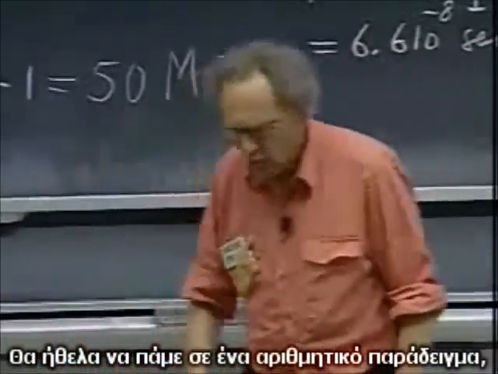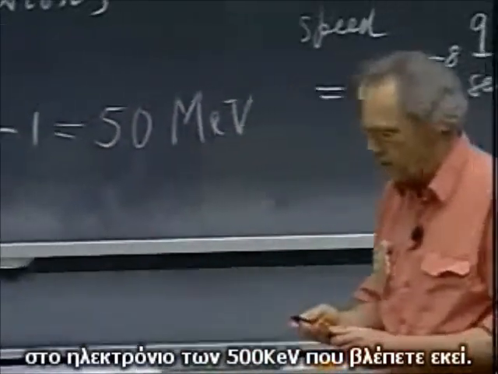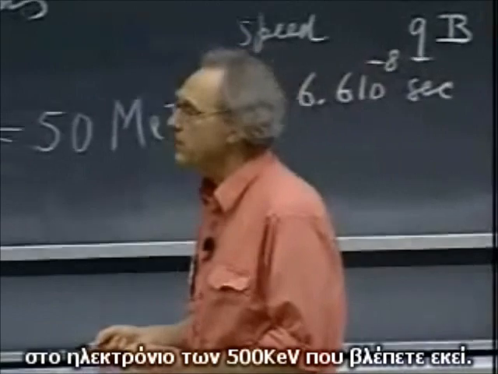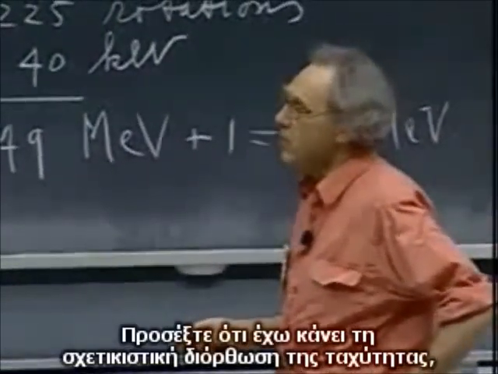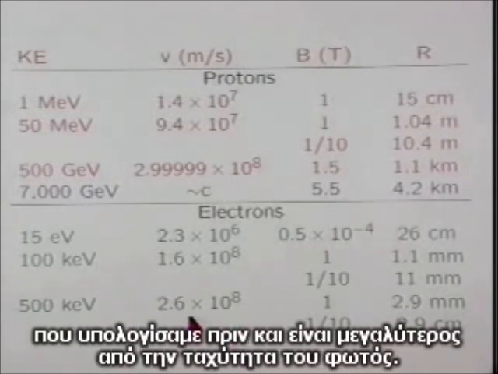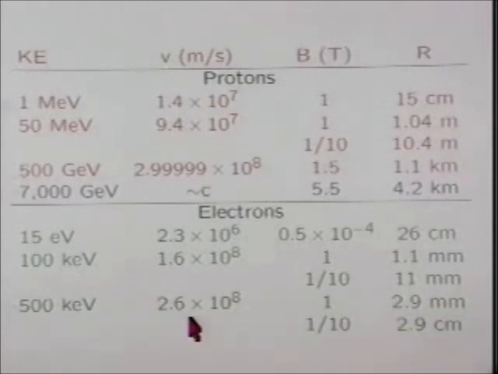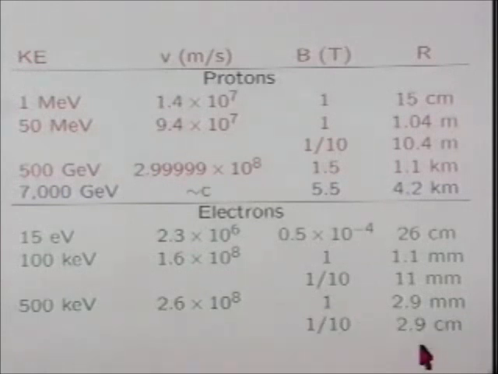I'd like to go through one numerical example, and I want to go to a 500 keV electron, which you see there. Notice that I corrected the speed relativistically, otherwise you would get this ridiculous number that we calculated earlier, which is larger than the speed of light. And suppose we have a 1/10 Tesla field. Then the radius would be 2.9 centimeters.